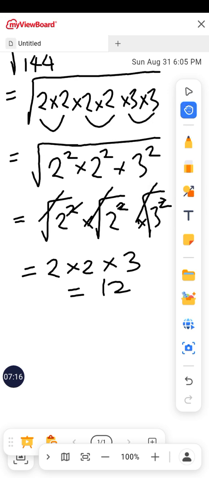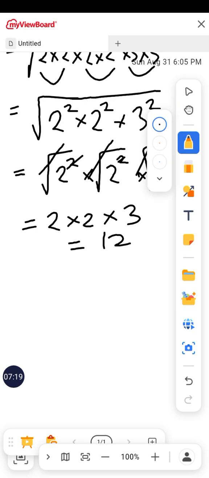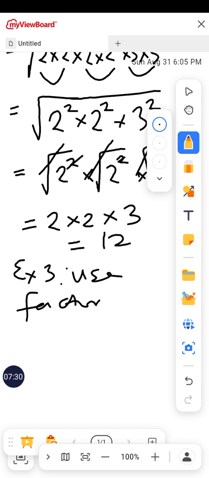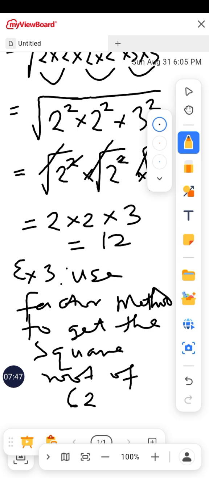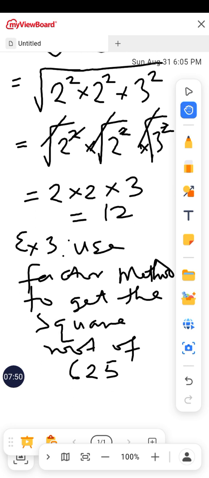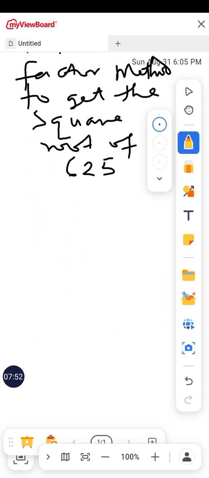Okay, before we go, let's look at another number. Let's pick a number like maybe 625. Example 3: use factor method to get the square root of 625. So you take it, you draw a line, then you look for the smallest number that can go in this.